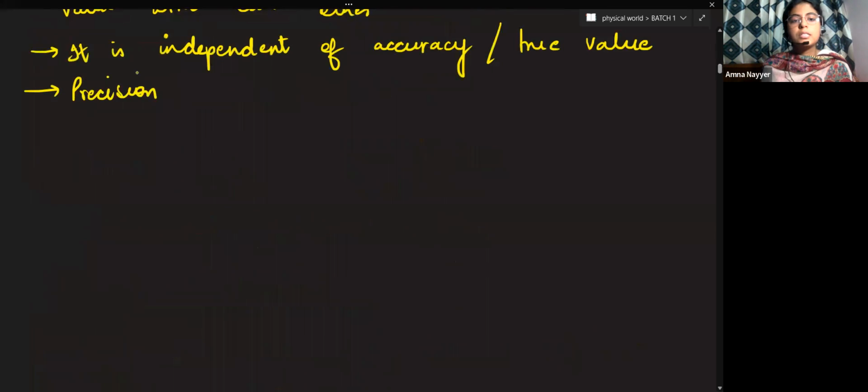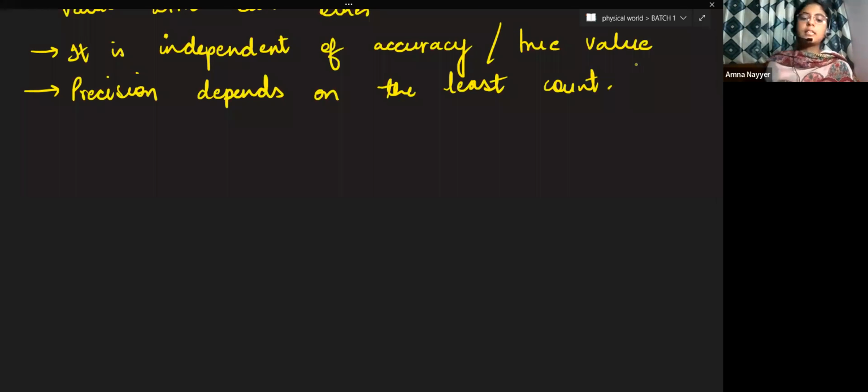So precision depends on the least count. Now, instruments which have the minimum least count will give you more accurate measurement. For example, if you have a scale that can measure minimum 1 centimeter, and another scale that can measure 1 millimeter also.